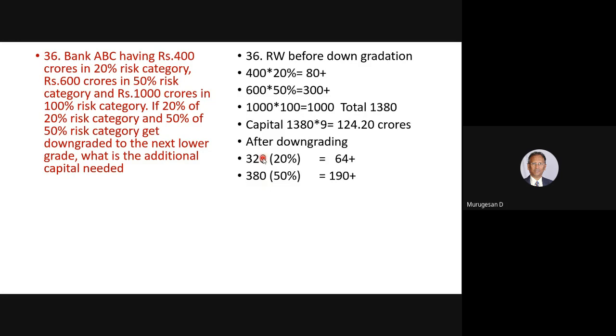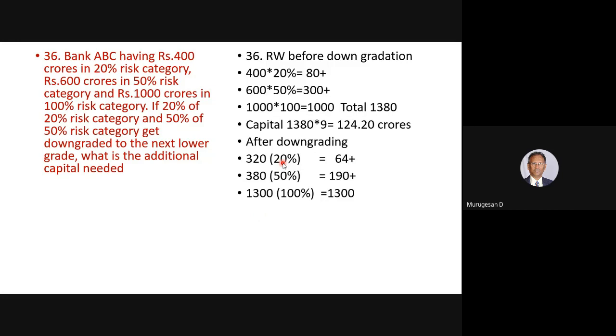This is how people are getting confused. Have I got 320? 400 original. Now 20% of that 20% risk category, 20% of 400 is 80. Here 80 comes here. Again 50% goes out, goes to the next level. So 380. Next you go down. 1000 already there in 100% risk. Now in the 50% category, 50% of 600 is 300. So it will become 1300. You total again, it will become 2000. 320 plus 380 is 700, plus 1300 is 2,000. Same 2,000, now distributed.